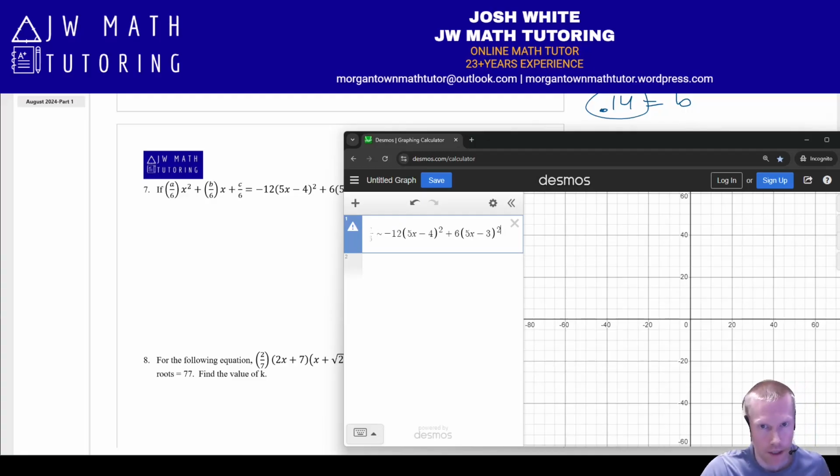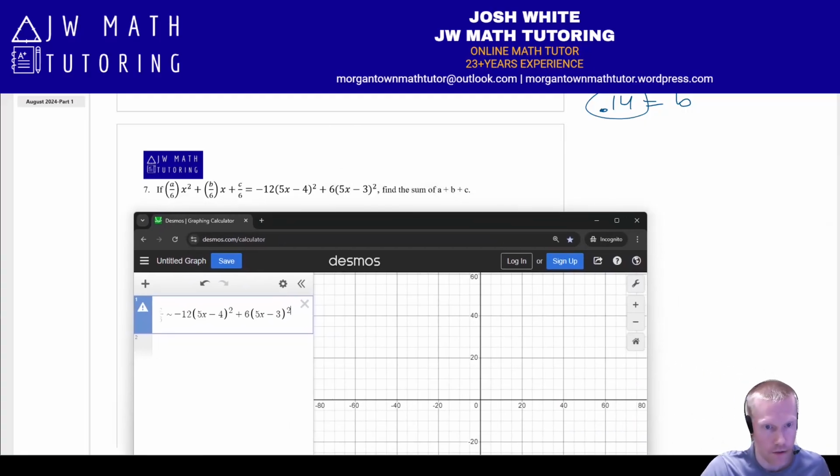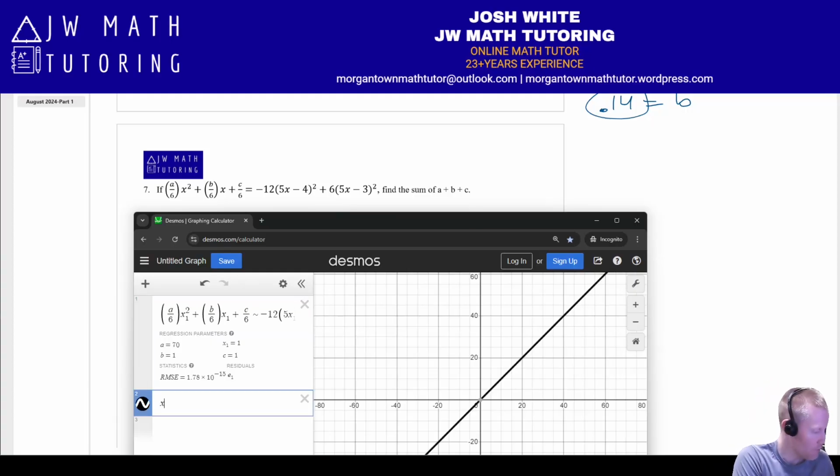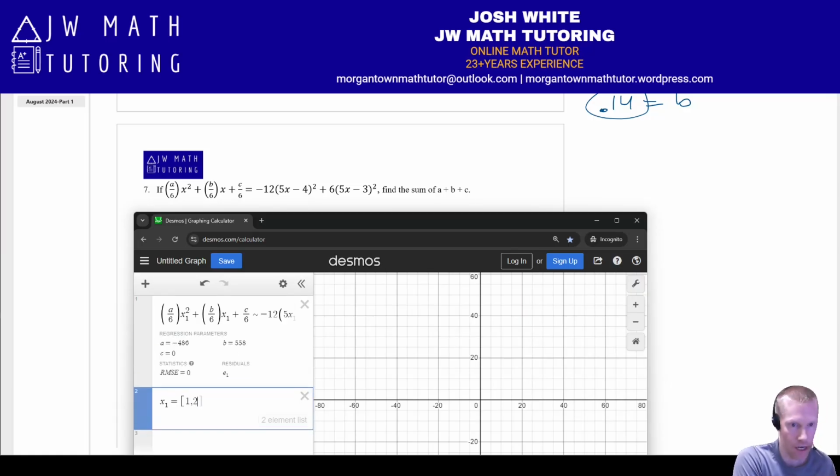Should be 5x minus 3. Yep, it is. This has to be a 1. Okay, so it's not correct just yet. What we have to do is define x1 as a list. That way it'll treat the x1 as a variable and not as a constant. There we go. I also have to enter in at least 3 numbers for it to do it correctly.